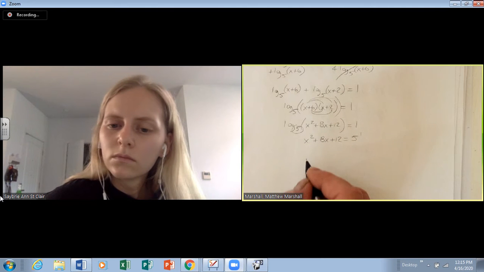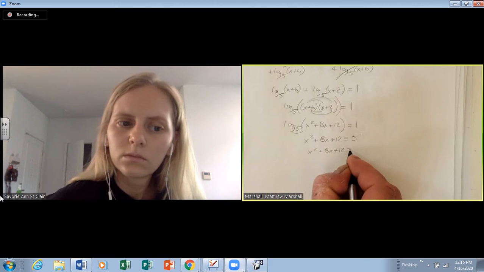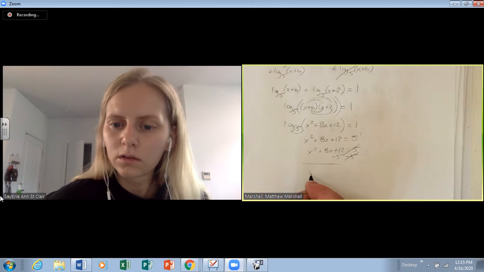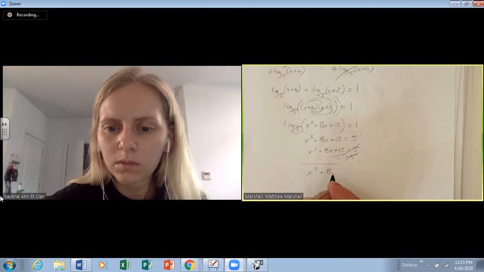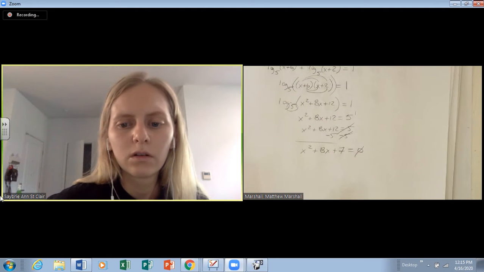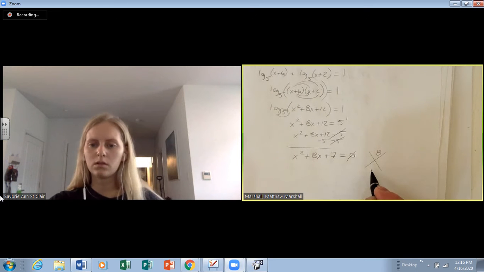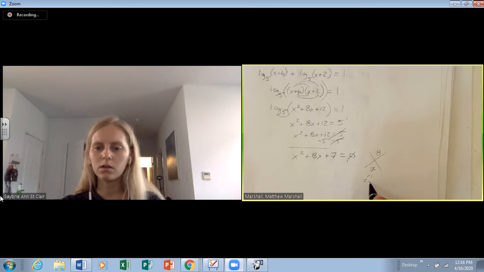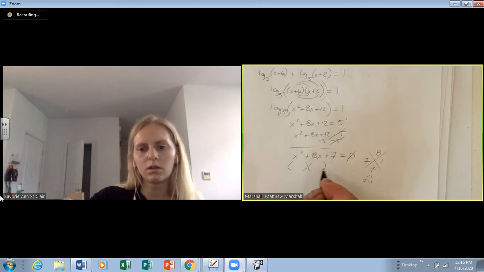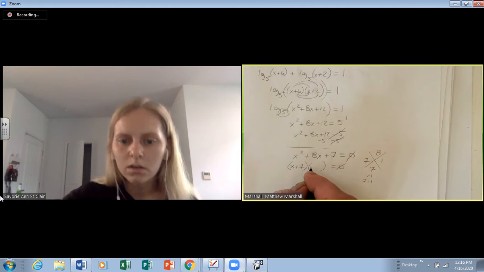which gives me this. I'm going to take away that 5 right there, and that gives me x squared plus 8x plus 7 equals 0. I got to solve this by factoring. So the only two numbers that work are 7 and 1. So that gives me x plus 7, x plus 1.